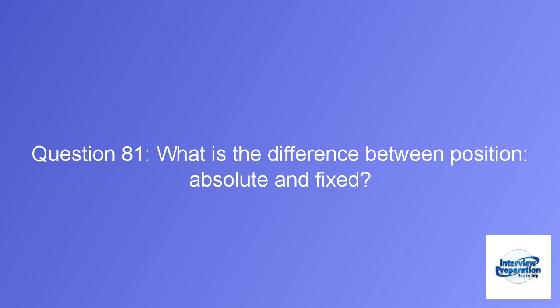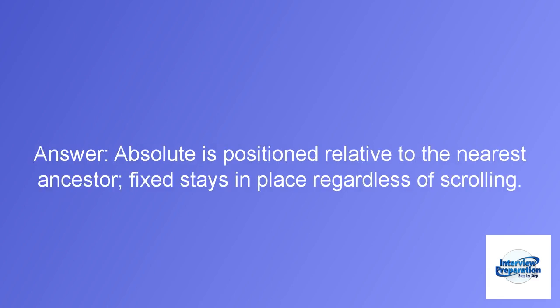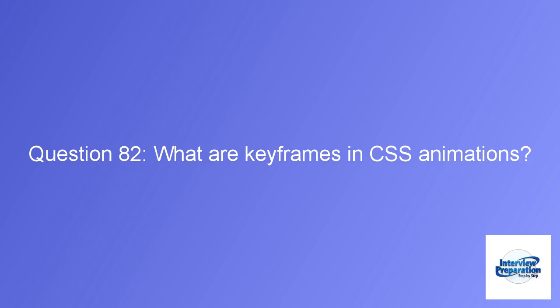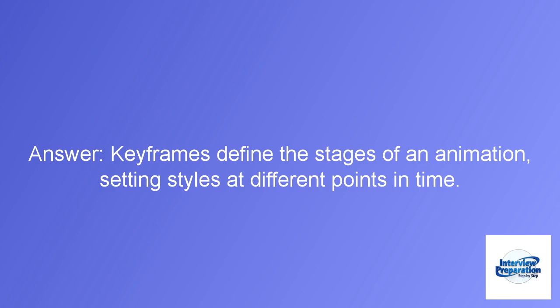Question 81. What is the difference between position absolute and fixed? Answer. Absolute is positioned relative to the nearest ancestor. Fixed stays in place regardless of scrolling. Question 82. What are keyframes in CSS animations? Answer. Keyframes define the stages of an animation, setting styles at different points in time.